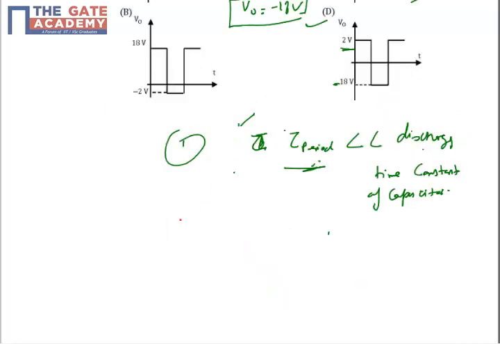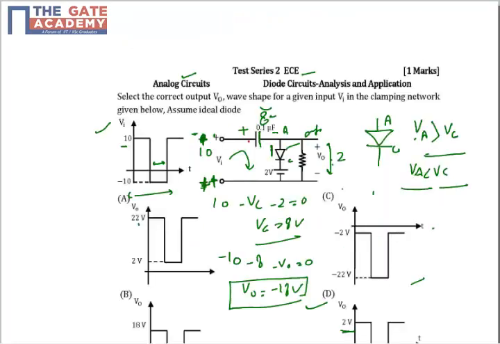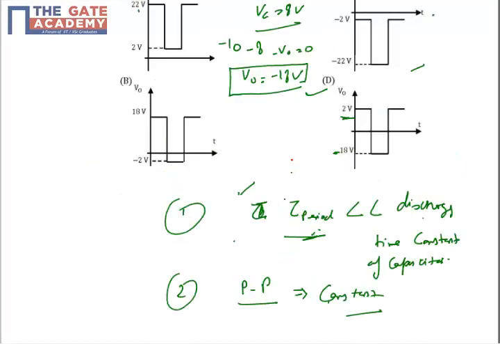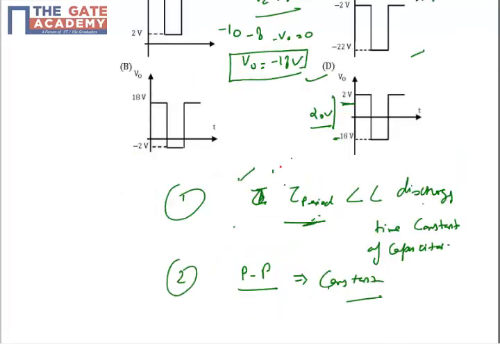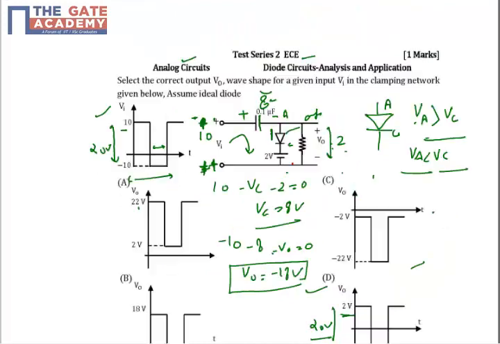The second assumption in the clamper circuit is that your peak to peak voltage should remain constant. Whatever peak to peak voltage your waveform had earlier, in this case 10 to minus 10, which is 20 volt, should be the same. You can observe that from 2 to minus 18 the peak to peak voltage is still 20, because if the peak to peak voltage changes, it means it is not a clamping operation, definitely something else. The clamping circuits are very important. Last year in GATE 2014 we got so many problems from this topic, so please consider this a very important topic. Thank you.